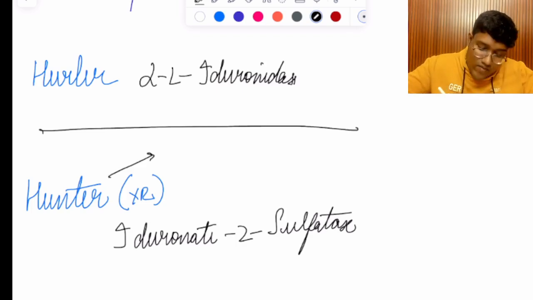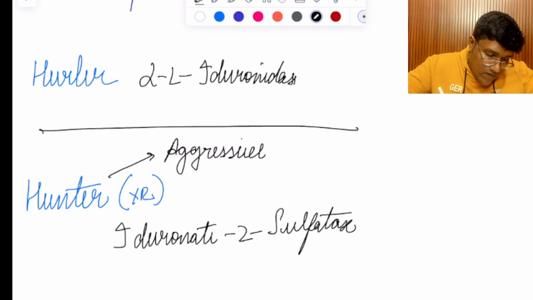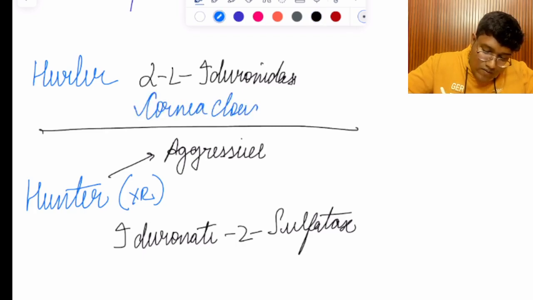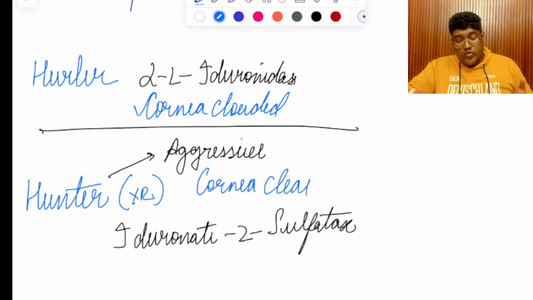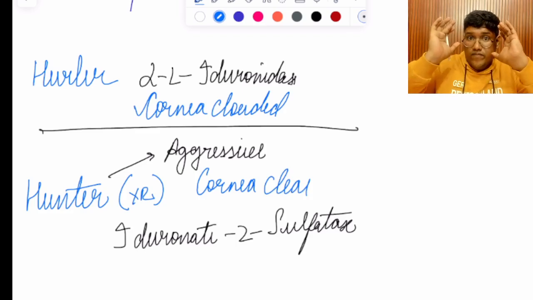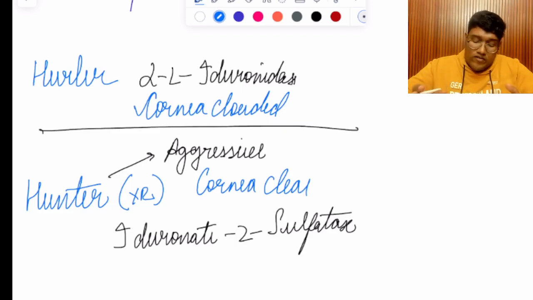What do hunters do? They're very aggressive. They want to kill animals. So these guys are aggressive. When it comes to the cornea, these two differ. The cornea is clouded in Hurlers. Well, the cornea is clear in Hunters because for hunting you need clear corneas. So that's how you differentiate Hunters and Hurlers. Because in Hunter, the cornea should be clear. They are really good at hunting, so they should be aggressive.